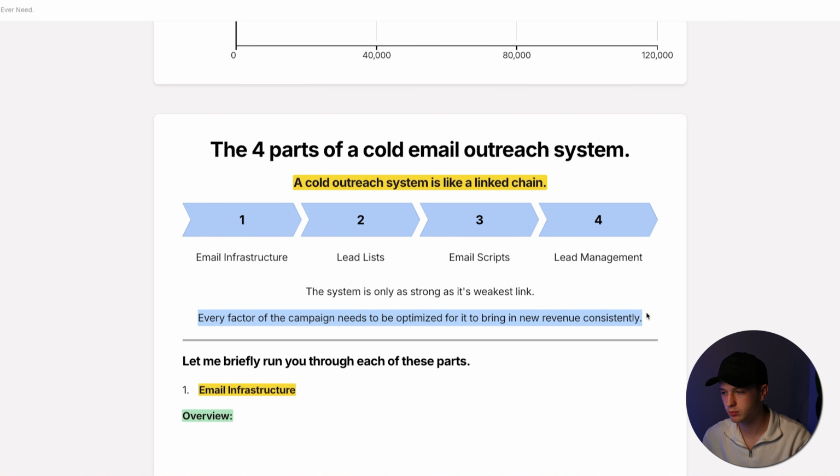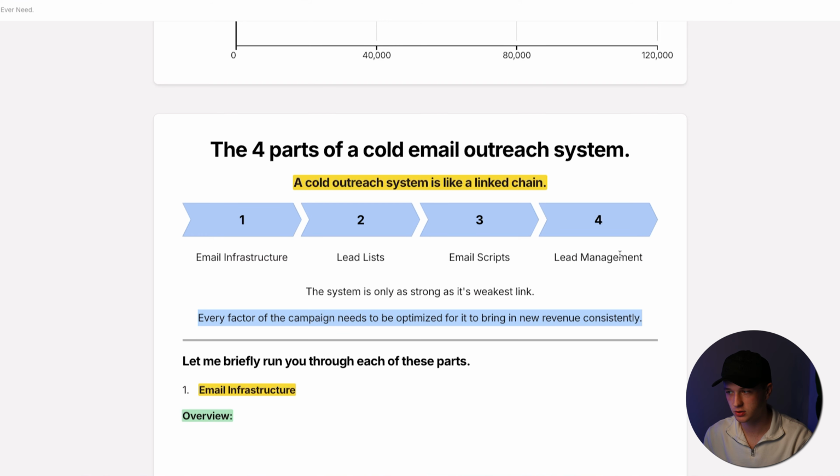Every factor of the campaign needs to be optimized for it to bring in new revenue consistently. If I have the best infrastructure in the world, the best lead list in the world, I paid 100K for a lead list, I got the best copywriters to make my email scripts, everything is maxed out, but I'm not responding to the leads quickly or at all, or I'm not calling people after they respond, or I'm not following up with them, it's not going to work. You're not squeezing all of the juice out of the lemon. You need to squeeze as much as you can out of the leads you got from these first 3 parts with this 4th part.